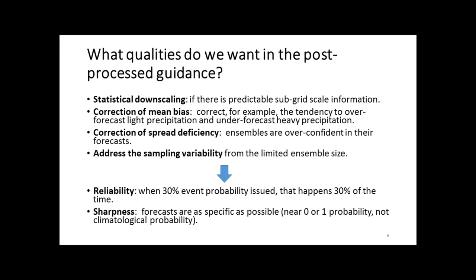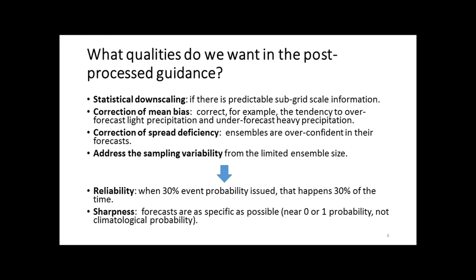And finally, if we're dealing with a system like the Global Ensemble system that has 20 members, that's 20 samples of a future forecast scenario, but that's a limited sample size. Maybe you have the highest member that says my post-processed guidance is going to be 24 millimeters. Well, does that mean there's zero chance of having above 25 millimeters? Probably not. That's probably a sampling issue. So we would like the post-processing to also be able to smooth out the guidance in some fashion and address the problems that come from a limited sample size. If you do that, then hopefully the guidance that you've produced is reliable.